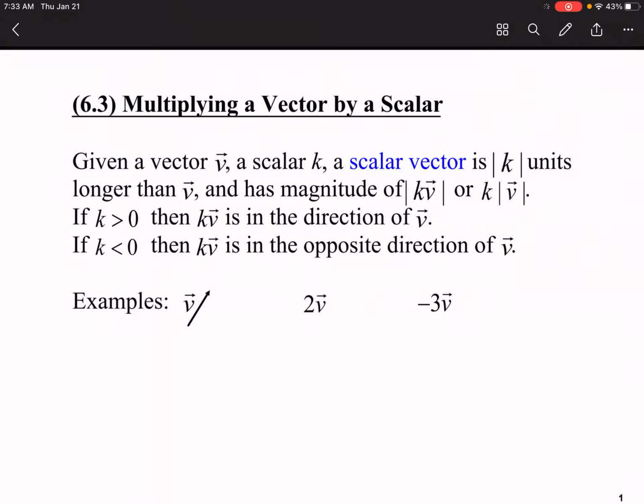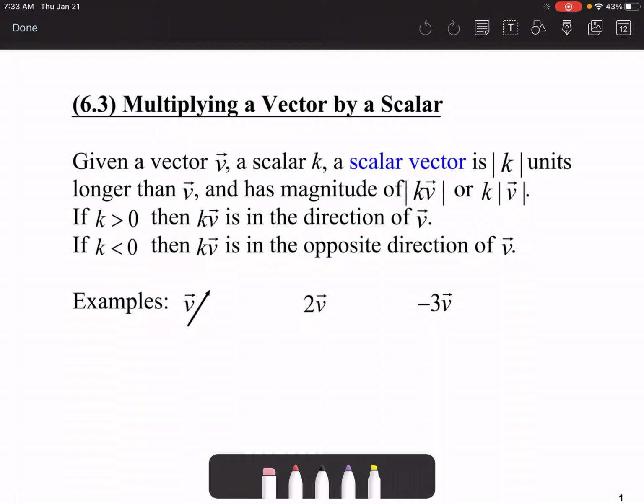Hello and welcome to lesson 6.3, multiplying a vector by a scalar. So remember that anything like the absolute value of k is actually a scalar. So we're given a vector v and a scalar k, and a scalar multiple kv is |k| times longer than v and has a magnitude of |k||v|.